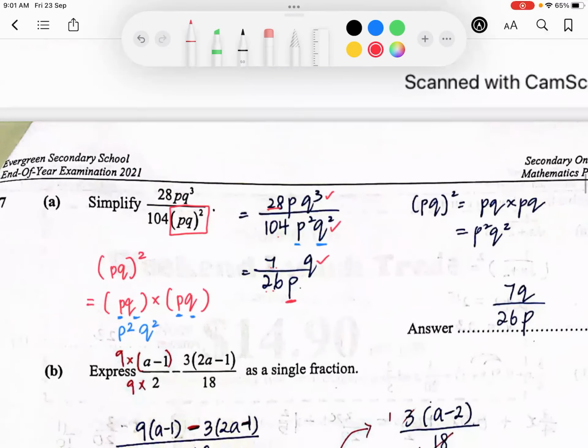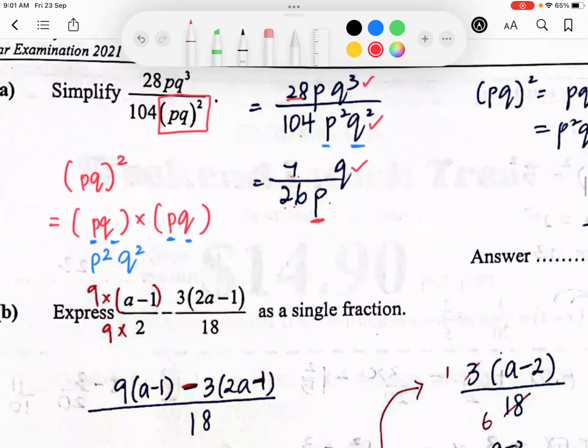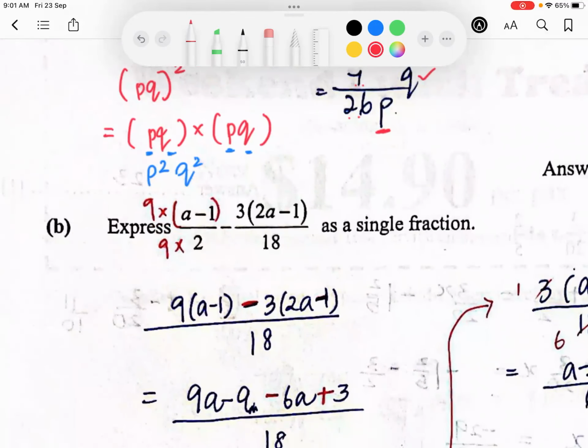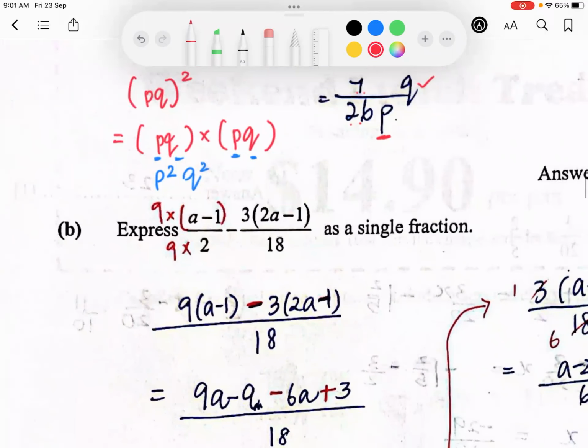Okay. Next question, question B. Now I need to multiply these to make them a single fraction. Always try to choose the lowest common multiple. Some students might go and multiply here by 18, then here multiply by 2. No, not necessary, okay? Please open your eyes and check. In this case, it's not necessary for you to do that.